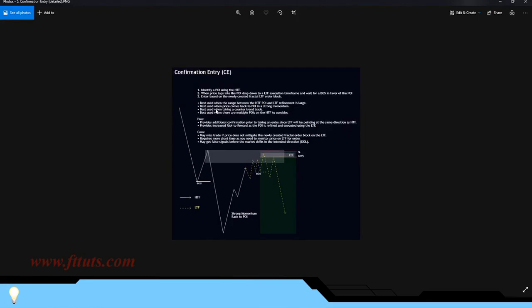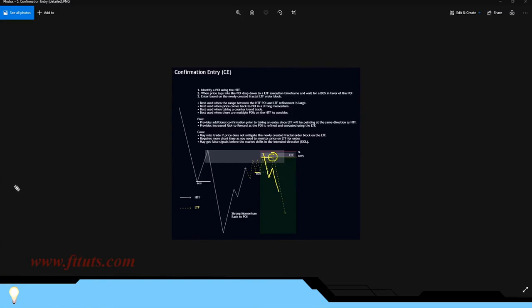And of course, for the cons, we may miss trades if price does not mitigate the newly created fractal order block on the lower time frame. So there's always a chance for price to break this point of structure here, creating this newly created fractal order block. However, price could retrace and just continue lower, not completely mitigating this order block over here, allowing us to enter the trade. So there's an increased likelihood of you missing a trade, right?